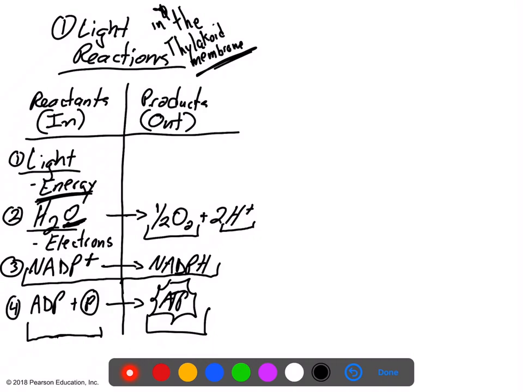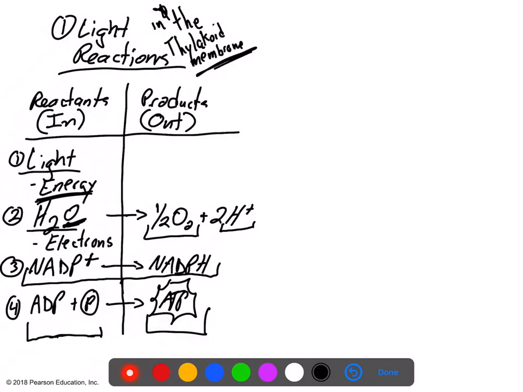All right, so you might be wondering, okay, well, what happens with this energy? What becomes of it? Well, that energy was used to split water and to excite electrons, and we will see that in subsequent slides.